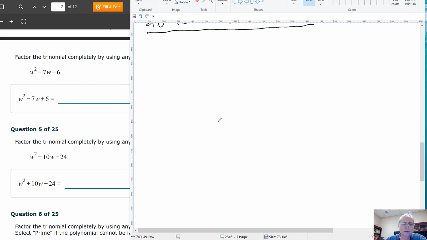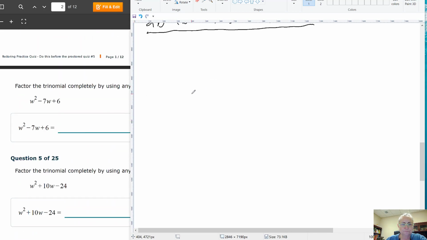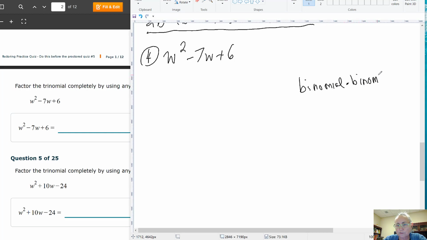All right, so the next kind of factoring we have, you'll see, is a trinomial. So number 4, w squared minus 7w plus 6. And if a trinomial will factor, it will be a binomial times a binomial. So once again, we are reversing the FOIL rule. So this is reversing FOIL. So we've multiplied it out, and now we need to go backwards. So remember, there are 4 terms when you do the FOIL.